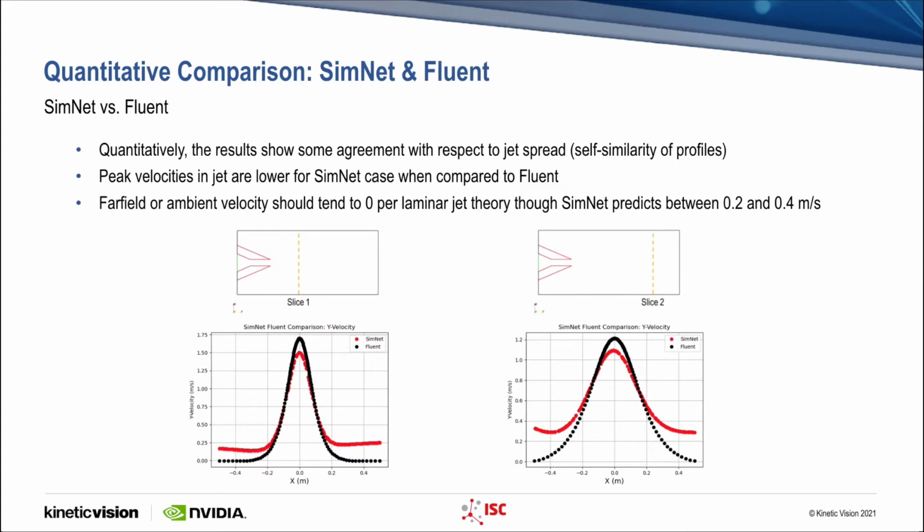From a quantitative standpoint, we compared the Fluent and the SimNet results at two different stations downstream of the nozzle exit. A couple of things to note. Peak velocities in the actual Fluent jet are slightly higher, whereas the outboard velocities are 0 for Fluent and non-zero for SimNet. So overall, a pretty good prediction, I'd say, by the physics-informed neural network that we trained with SimNet. Some discrepancies that we think that we can improve upon in the future.